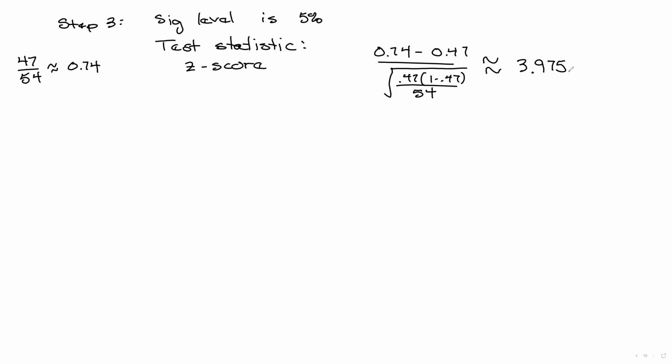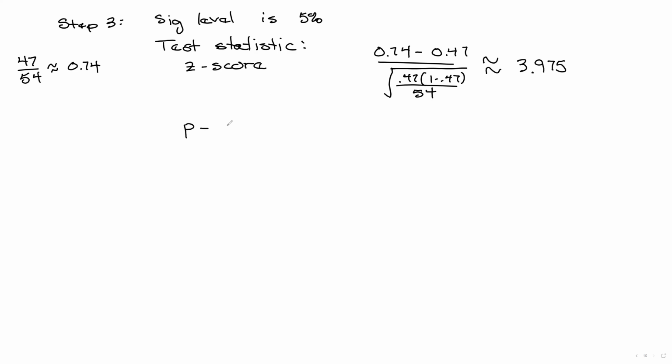All right, so what is that? That's the z-score for receiving a 74% result when you expected a 47% result. So you'd anticipate that you're going to get a pretty high number. 74% is pretty far from 47%.